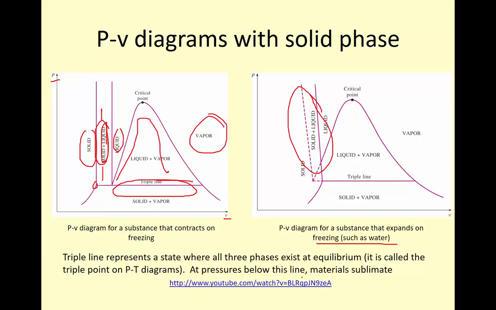And at pressures below this line, weird stuff happens. So a solid goes directly to a vapor. That would be an example of the CO2 sublimating that we saw in class. The solid CO2, or the dry ice, was sublimating.